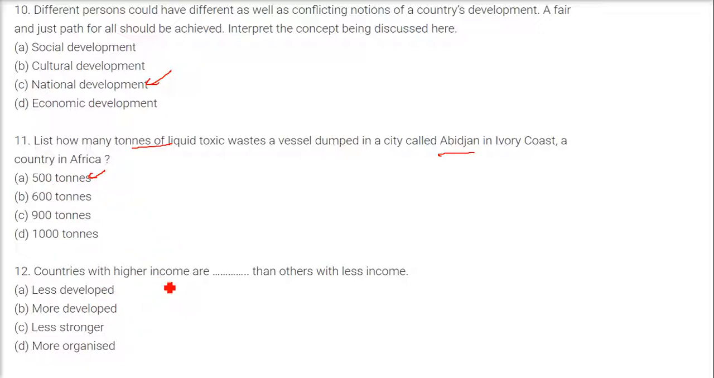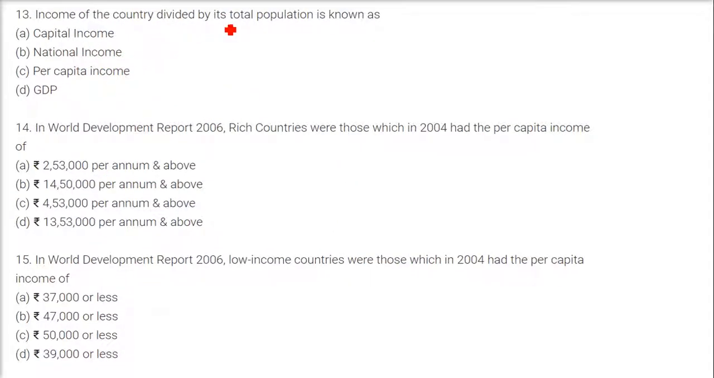Countries with high income are dash than others with less income. They are more developed than others with less income. Income of the country divided by the total population is known as per capita income. In the World Development Report 2006, rich countries are those which in 2004 had a per capita income of, the answer is 4,53,000 and above. In 2011, it has changed. Those rich countries, 8.6 lakh. This is 4.53 lakhs.